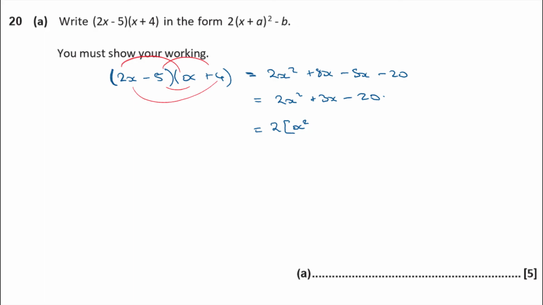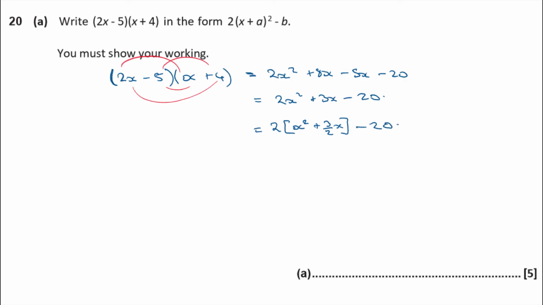So I'm going to factorize 2 out of 2x squared. That leaves me with x squared. If I factorize 2 out of 3x, it's going to be 3 over 2x. Does that make sense? Because 2 times 3 over 2 is 3, isn't it? Okay. So it didn't really want to come out of there, but I just kind of made it. And I've got that minus 20 on the end.